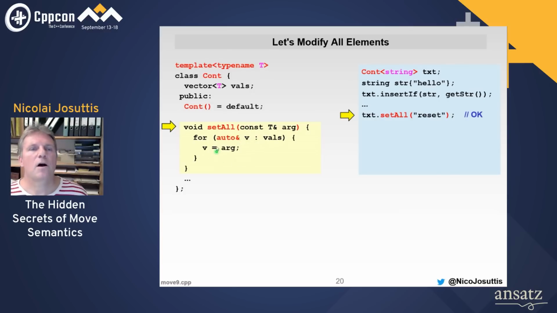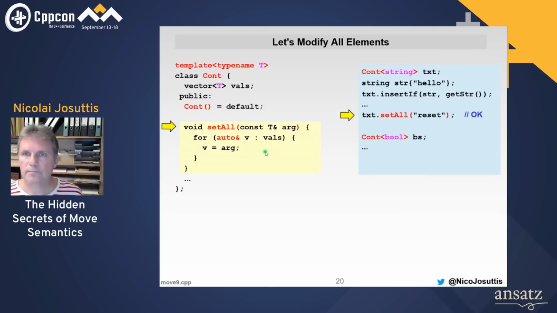Let's iterate over this and assign this. We iterate over all the values in this vector. We modify them. So we have to iterate by reference, and we can't declare this const because we modify each value. Each value in this vector gets this argument. Everything looks good.